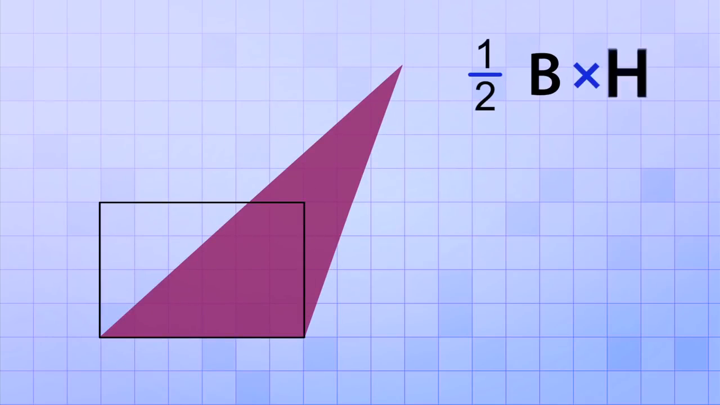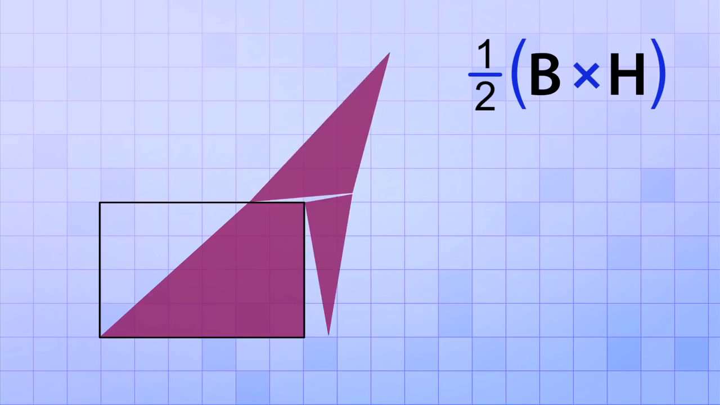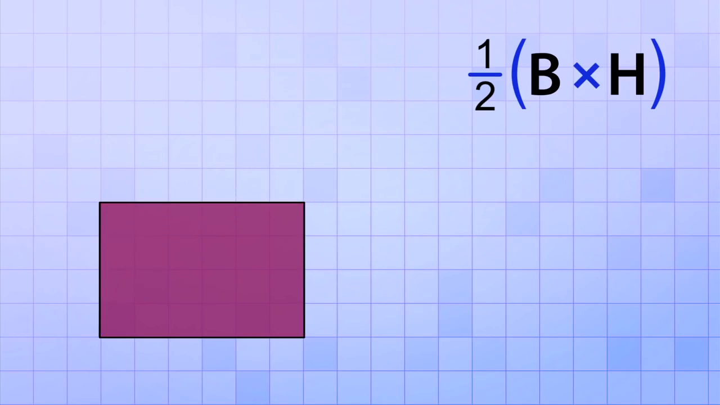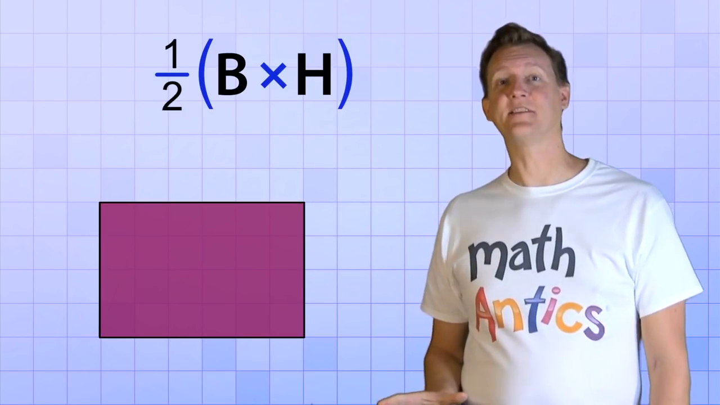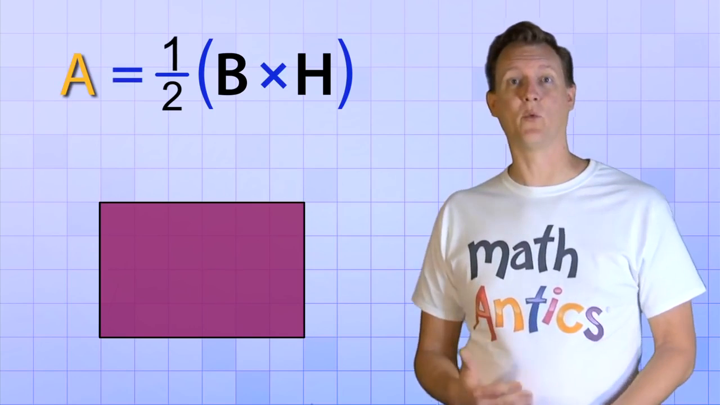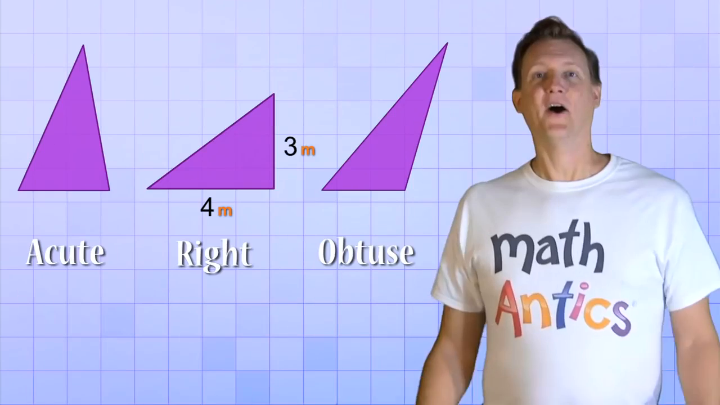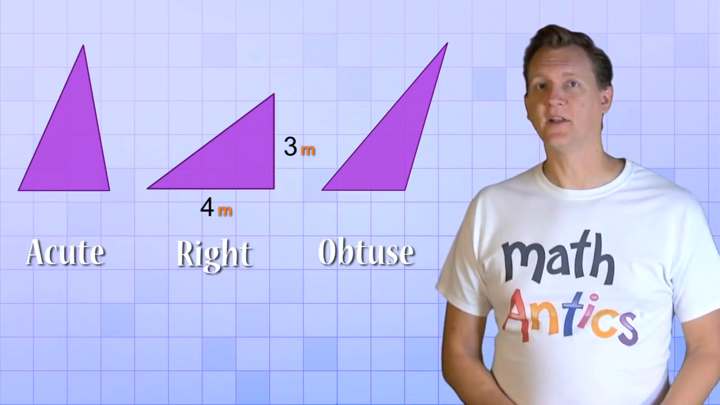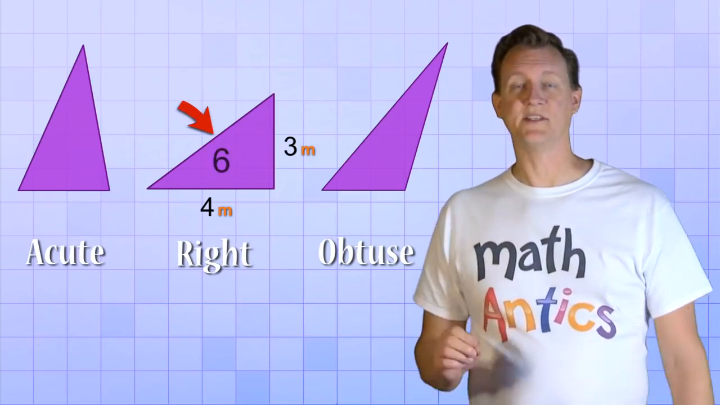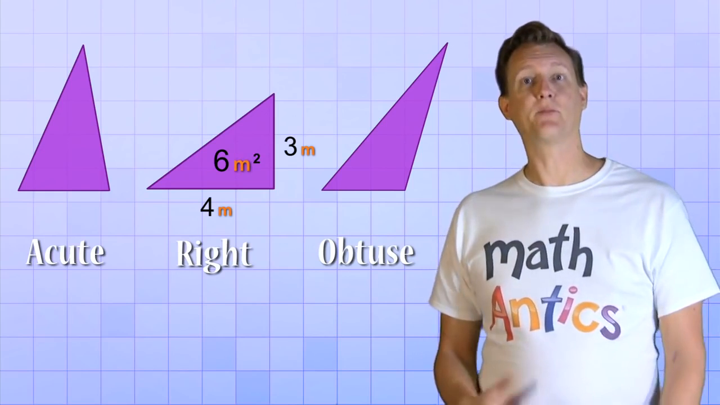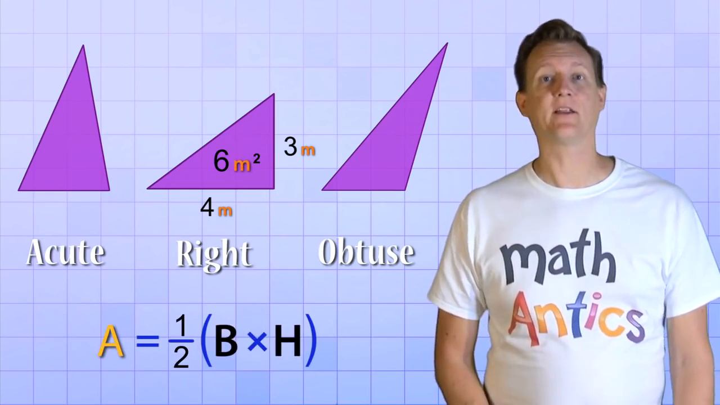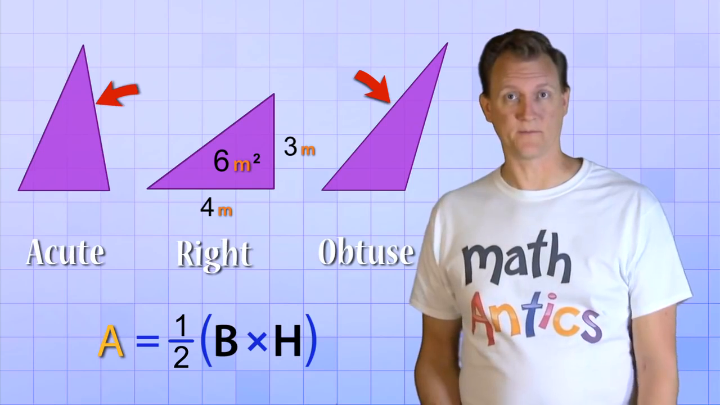But wait, there's more. Here's an obtuse triangle with a box that's 1/2 its base times its height. Again, if we cut up the triangle, it fits perfectly inside the box. Now you can see how the formula, area equals 1/2 base times height, works for any kind of triangle. Okay, we already figured out that the area of this right triangle was 6 square meters. So let's practice using our new formula to calculate the area of these last two triangles.